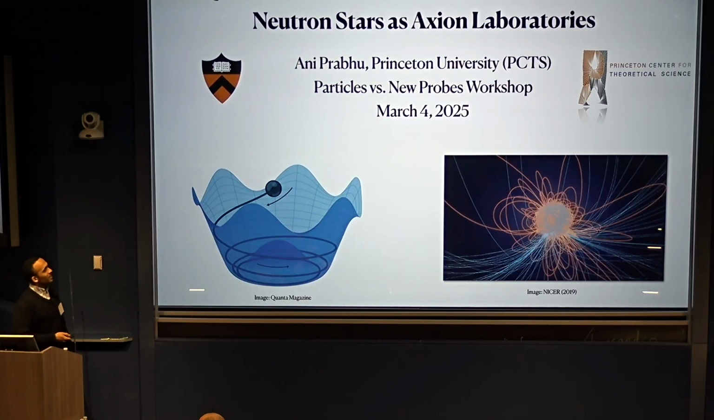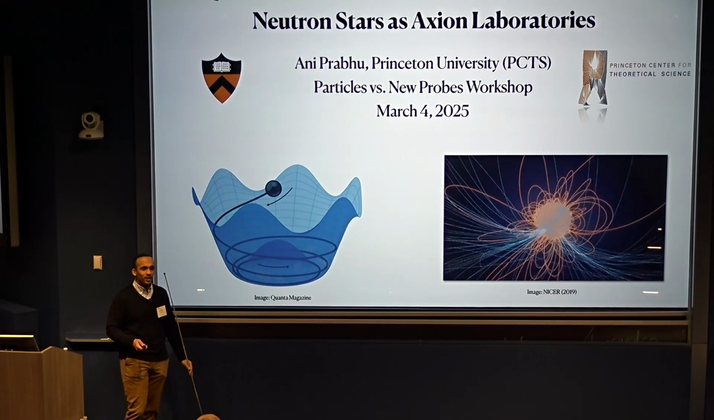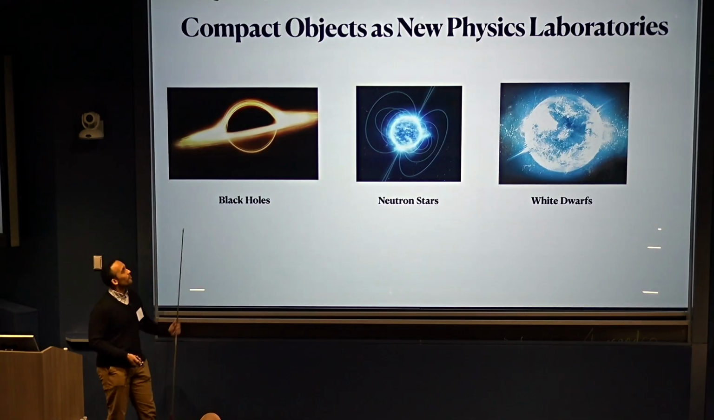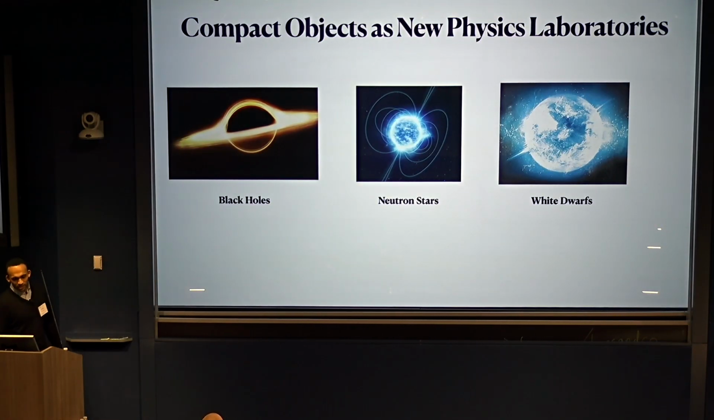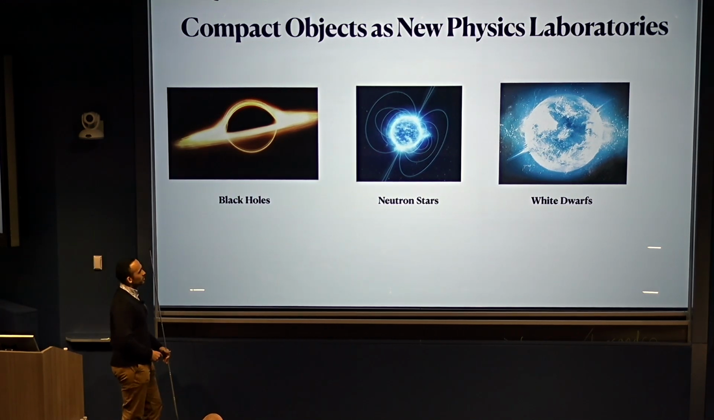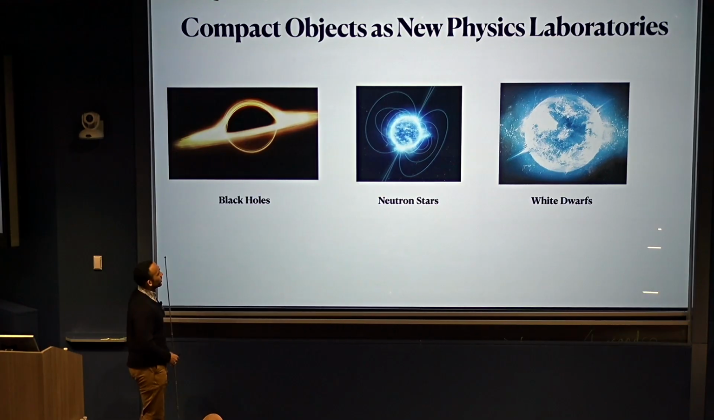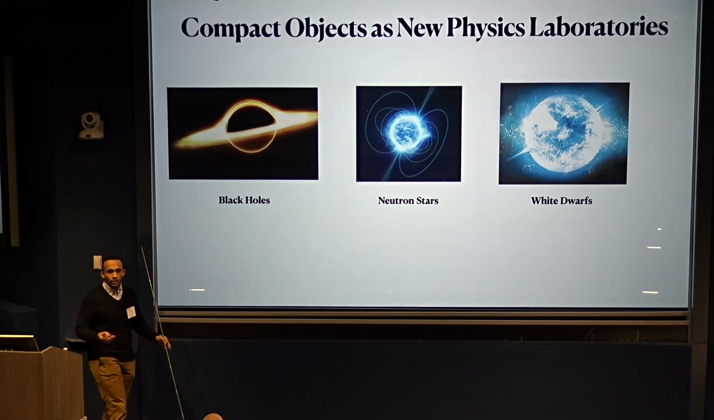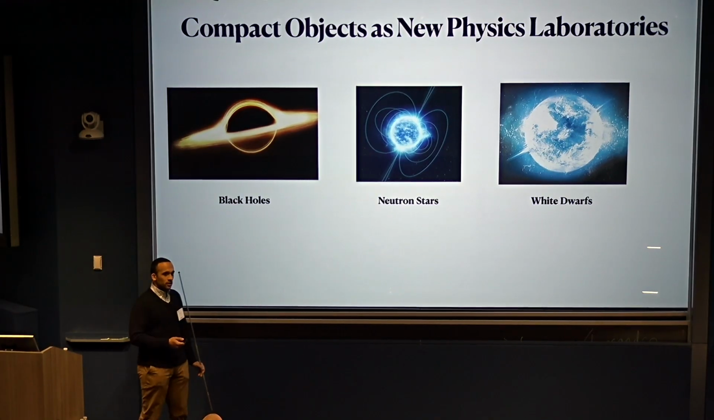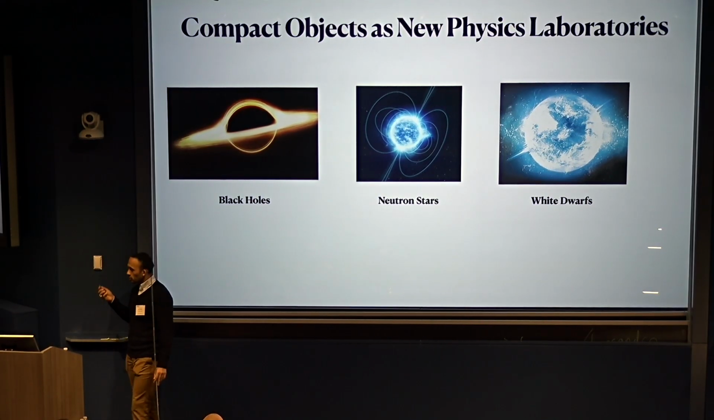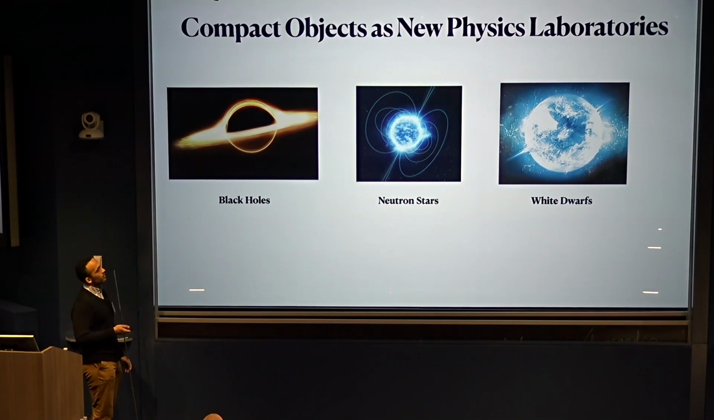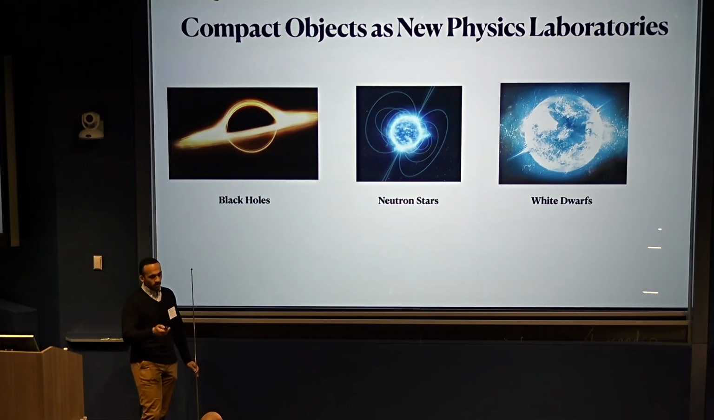So yeah, as Ken mentioned, I'll talk about neutron stars as axion laboratories. And this is part of a broader program, which is now you see where the compact objects are coming from, which is compact objects as new physics laboratories. The idea here is to leverage the extreme conditions in and around compact objects such as black holes, neutron stars, and white dwarfs to look for new physics. And by new physics here, I mean both extreme limits of standard model physics, as I'll talk about towards the end of the talk, as well as physics beyond the standard model.